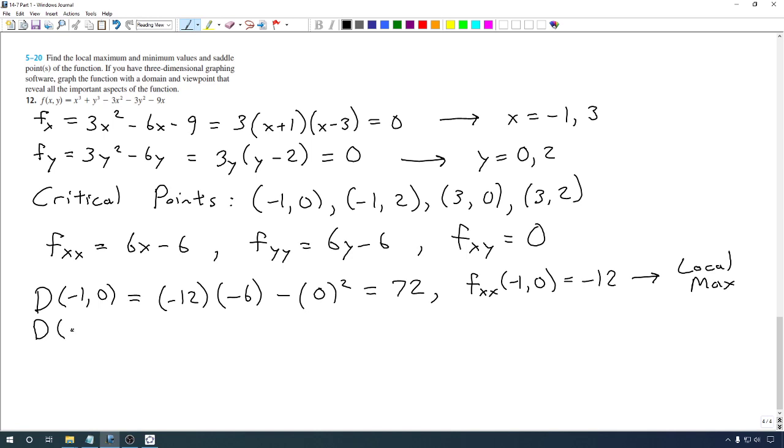If we look at the next point, -1, 2, again we are plugging -1, 2 into these formulas for our second derivatives. We actually get -12 again for f sub xx, but this time we end up getting a positive 6 for f sub yy. And of course, since we don't have any formula here other than 0, that stays the same. But the point here is we get a -72 instead of a positive 72. And a negative D means that we have a saddle point.